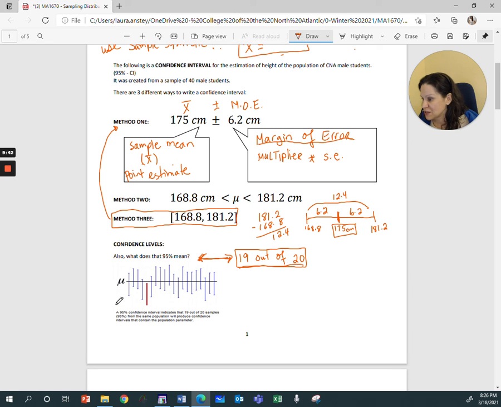This one isn't. So notice here it says a 95% confidence interval indicates that 19 out of 20 samples, 95%, from the same population will produce confidence intervals that contain the population parameter. Okay, so 19 out of 20 samples from the same population will cover it.